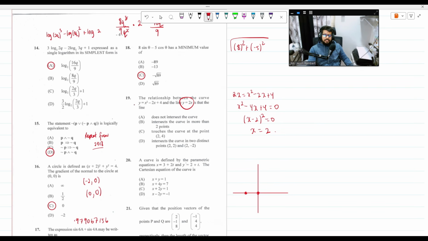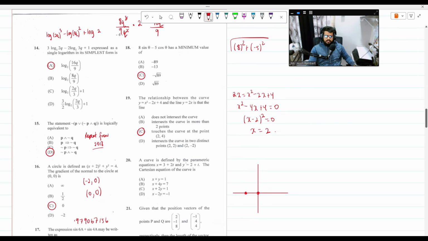So this line is a tangent to the curve because it's touching the curve at one point, right? So it touches the curve at the point 2, 4. So when x is 2, y is 4. So C is the answer.